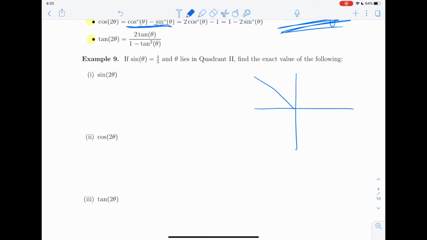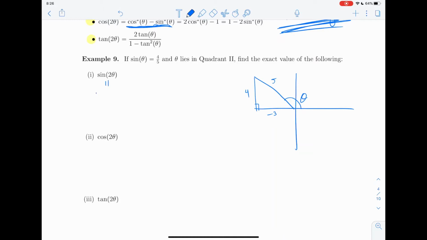Here we are in quadrant 2. The angle then is here, theta. Sine of it is opposite over hypotenuse, that's 4/5. And if you use the Pythagorean identity, you'll realize the base is -3. After having drawn this picture, we ask what the sine, cosine, and tangent are of 2 times this angle. Well, it turns out we can use the identities to help get this done.